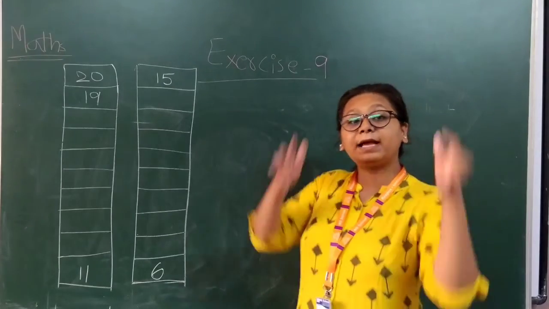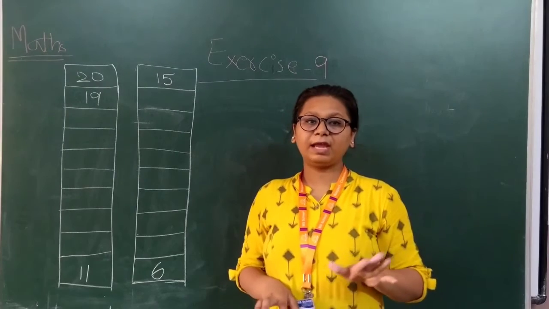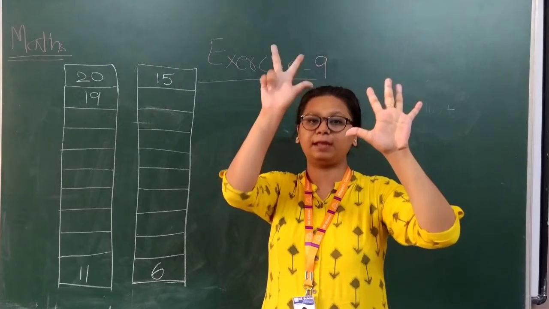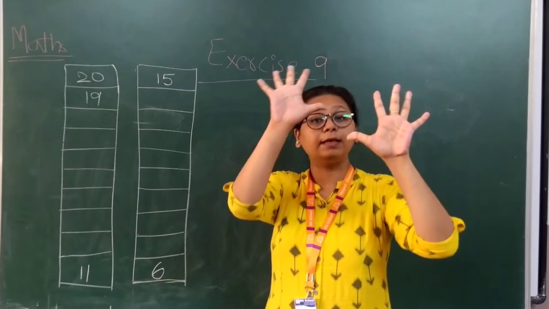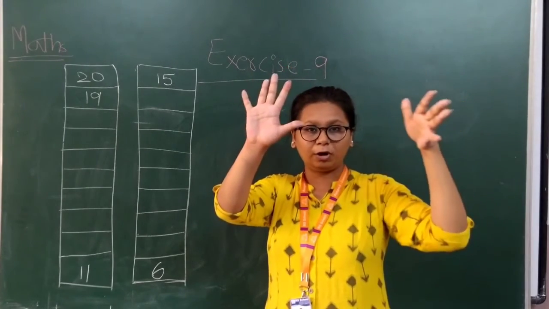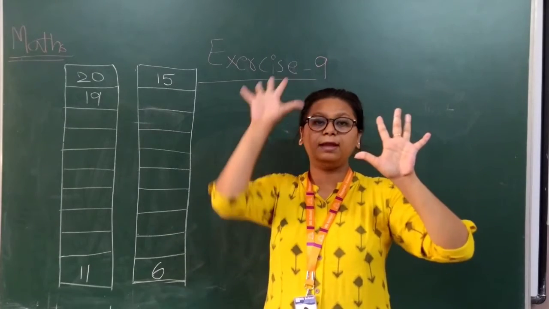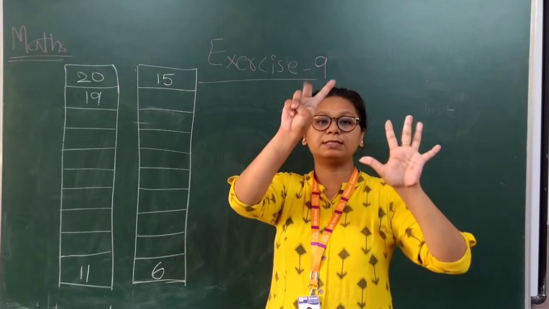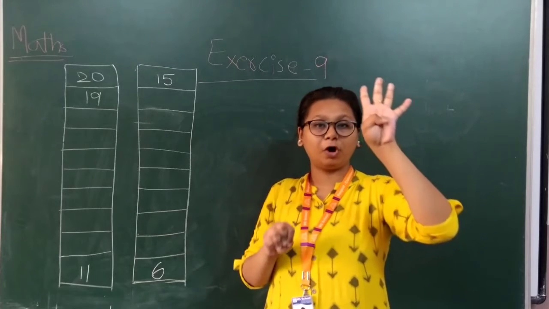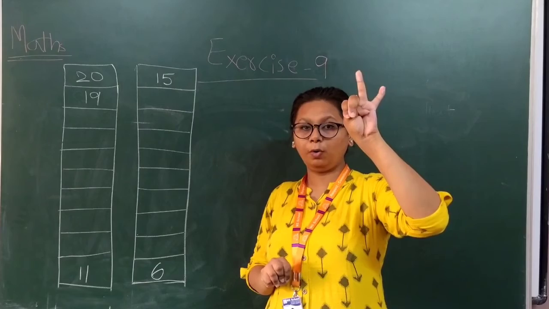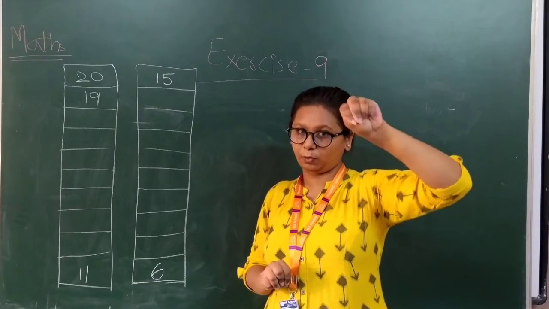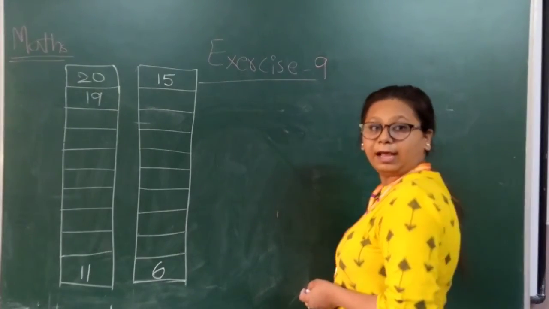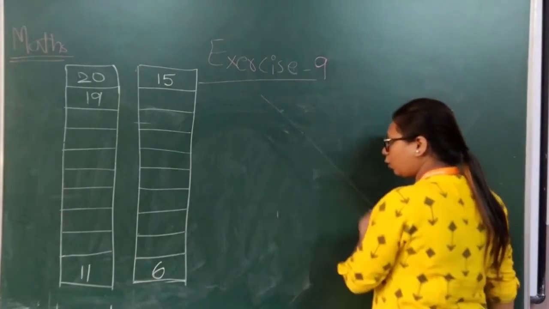So now we will study counting downwards. So till now we have counted 1, 2, 3, 4, 5, 6, 7, 8, 9, 10. Right? Now we will count it in descending order, that is downwards. 10, 9, 8, 7, 6, 5, 4, 3, 2, 1 and 0. So let's start with the exercise. Downwards is going down, that is from 10 to 1.